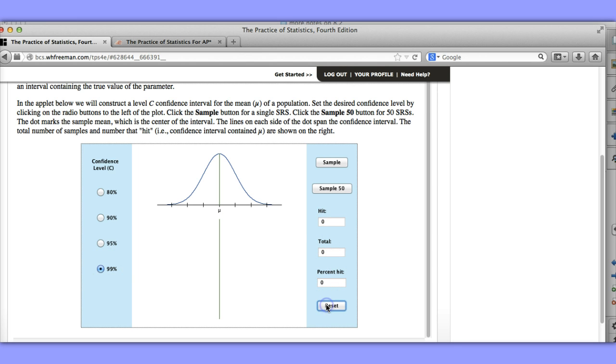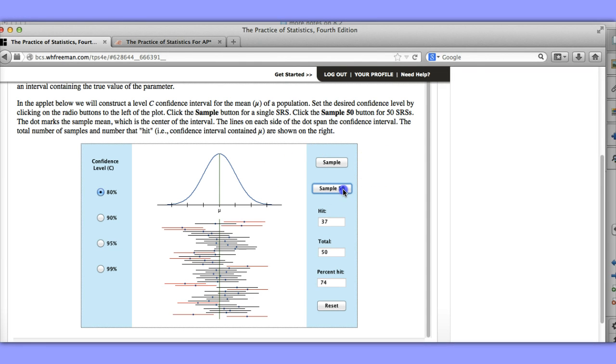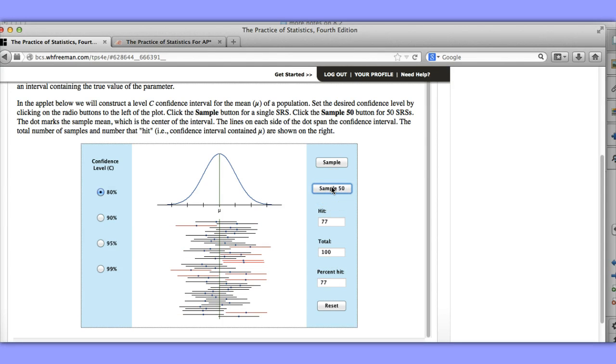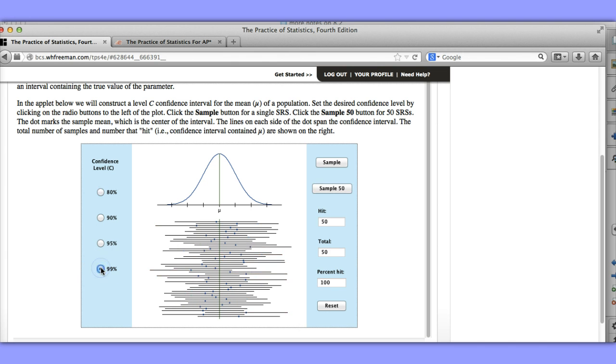Let's reset this. Let's do an 80% confidence interval for a second. Let's see, 80%. That means that I'm not even going out 2 standard deviations, so the interval will be very narrow. But notice I only have a 74% success rate here, or 77%. I mean, 77%, 80% confident. I'd rather be more confident, which means I'm going to have a wider interval. So the wider the interval, the higher the level of confidence.